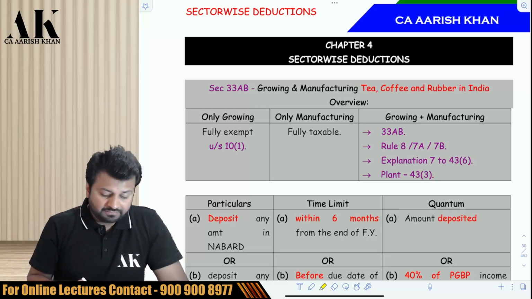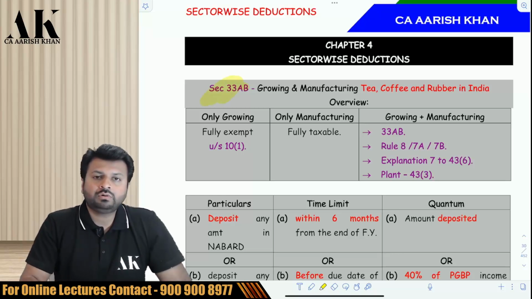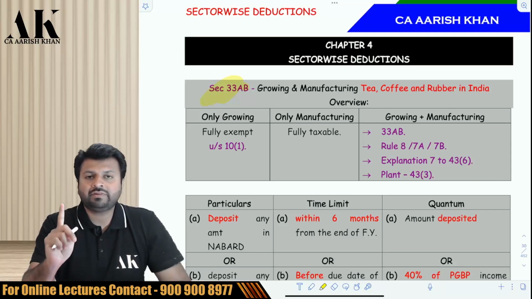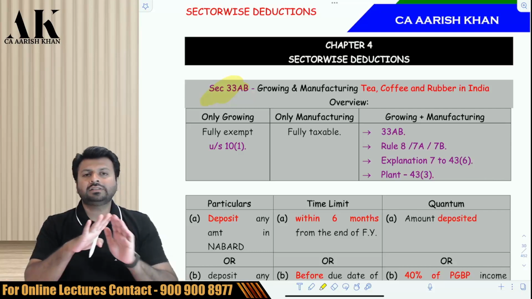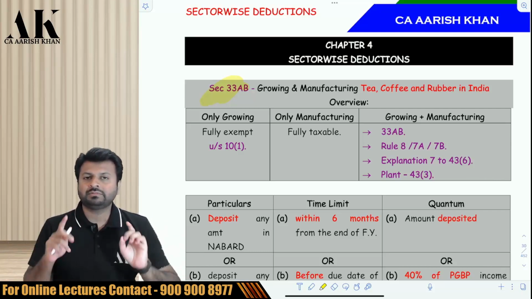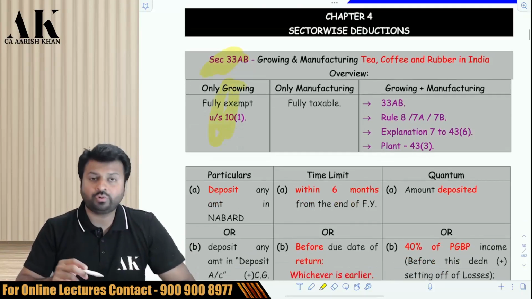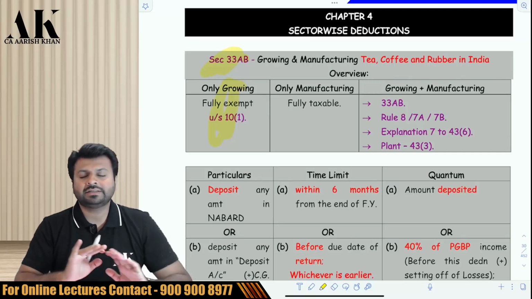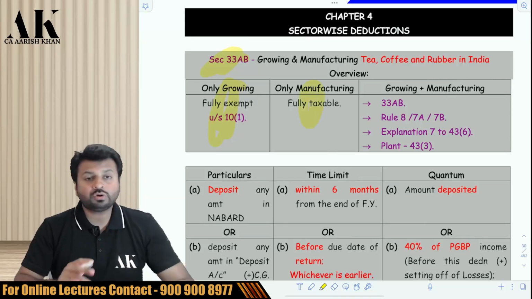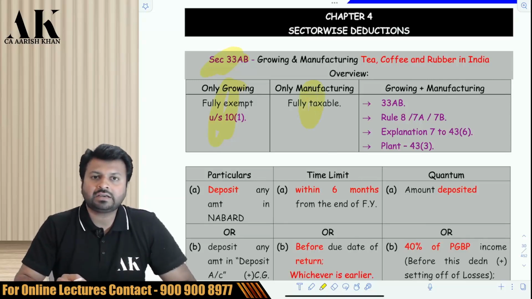Okay. So first one is 33AB, which talks about assessees engaged in growing as well as manufacturing tea, coffee or rubber in India. Now there are various aspects. We'll talk about all of them one by one. Suppose an assessee is only engaged in growing tea, coffee or rubber in India, then the income is fully exempt as it is agricultural income. If an assessee is only engaged in manufacturing, then the income is taxable.